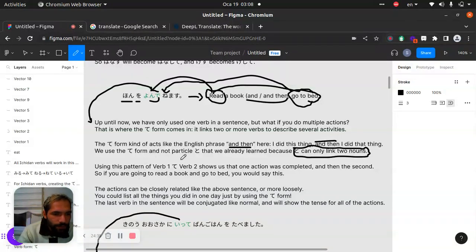So here we're saying I did this thing and then these things, okay? We use the te form, not the particle to that we already learned. To is also "and", but te here means "and then". The to means only "and". When you say I did this and I did that thing, it will not work, because we want to do one thing, and after that do another thing. For that we use te, because to can only link two nouns.